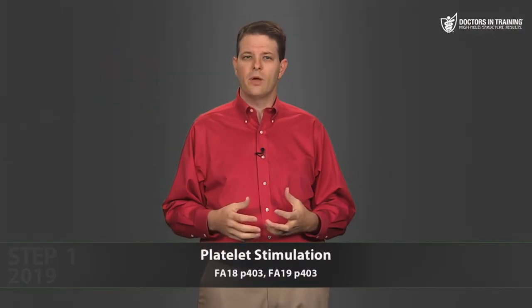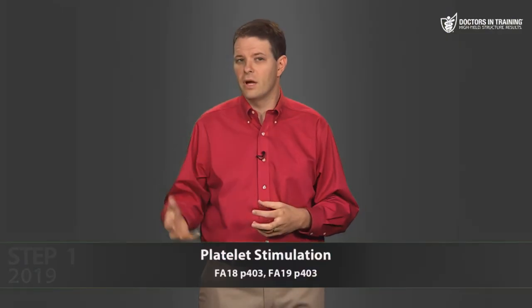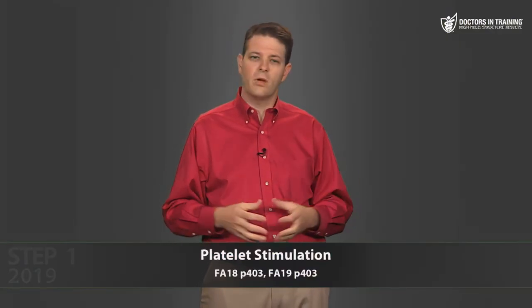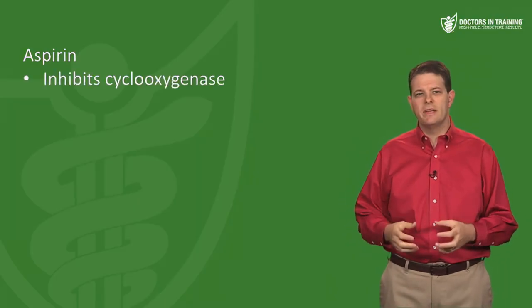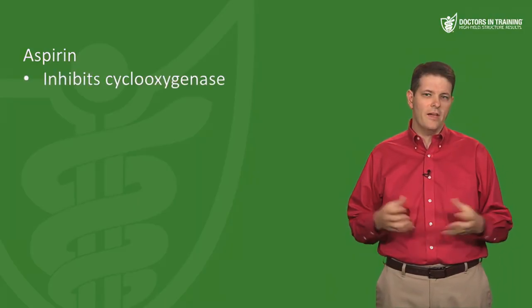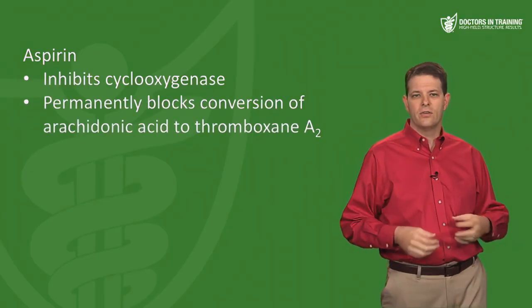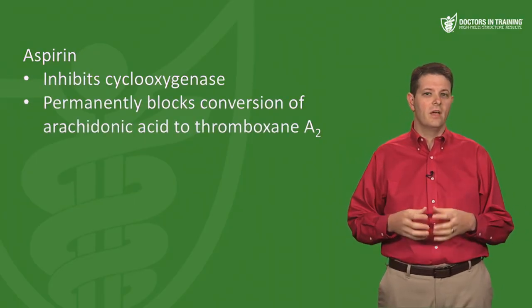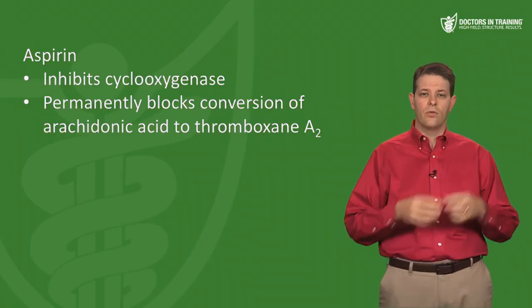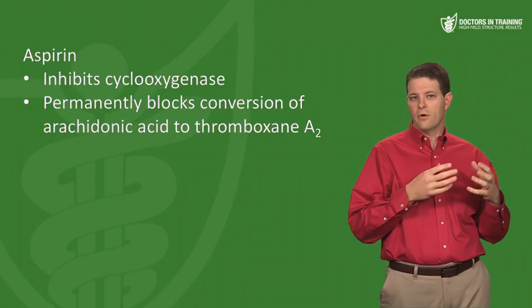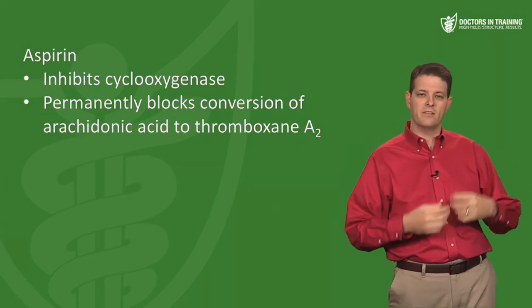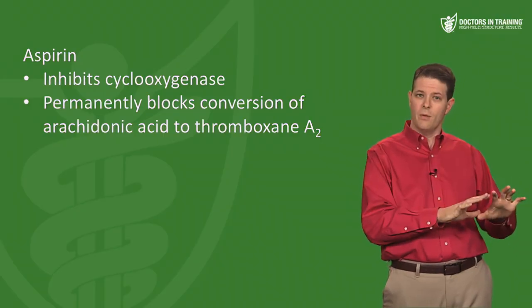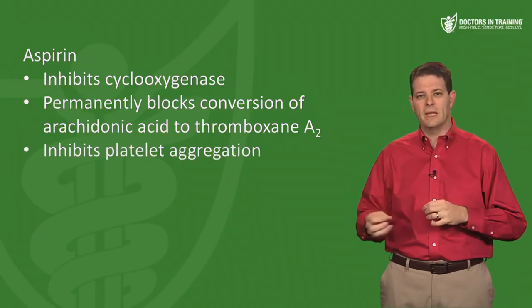And understanding these steps will help you understand the mechanisms of various antiplatelet drugs which inhibit platelets at different steps in this process. Let's talk about antiplatelet drugs, starting with aspirin. Aspirin is a type of NSAID, so it inhibits the enzyme cyclooxygenase. Aspirin acetylates both COX-1 and COX-2, so it permanently inhibits cyclooxygenase, and that blocks the conversion of arachidonic acid to thromboxane A2. Now we said that thromboxane A2 will stimulate platelet aggregation. It's thromboxane, so it stimulates thrombosis. So if you inhibit thromboxane synthesis, you're going to inhibit platelet aggregation.